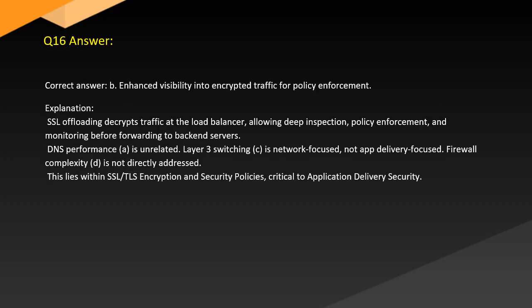Answer. Correct answer. B. Enhanced visibility into encrypted traffic for policy enforcement. Explanation. SSL offloading decrypts traffic at the load balancer, allowing deep inspection, policy enforcement, and monitoring before forwarding to backend servers. DNS performance, A, is unrelated. Layer 3 switching, C, is network focused, not app delivery focused. Firewall complexity, D, is not directly addressed. This lies within SSL/TLS encryption and security policies critical to application delivery security.